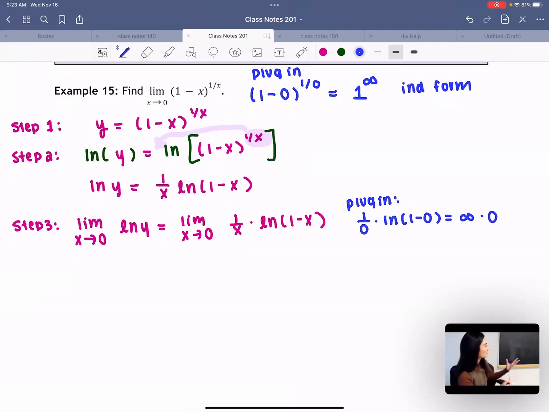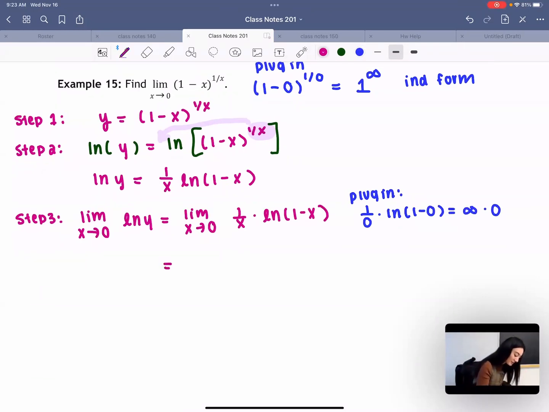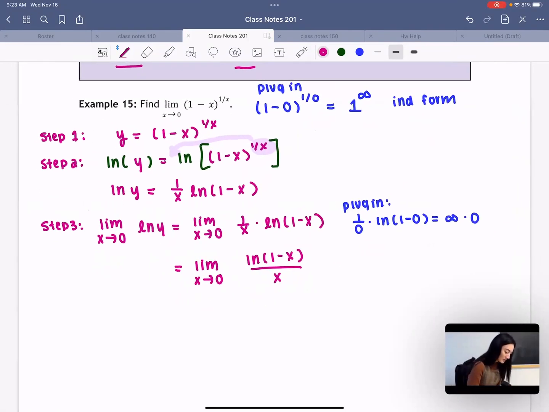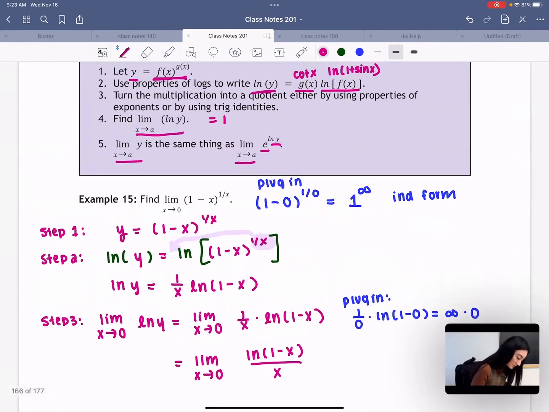I'm sure you can kind of already see how to do this. How do I rewrite this as a fraction? ln of 1 minus x over x. Yeah, right. ln of 1 minus x over x. That's pretty easy, right? It just goes to the denominator. Okay. All right. Let's see. So that's basically step 3.